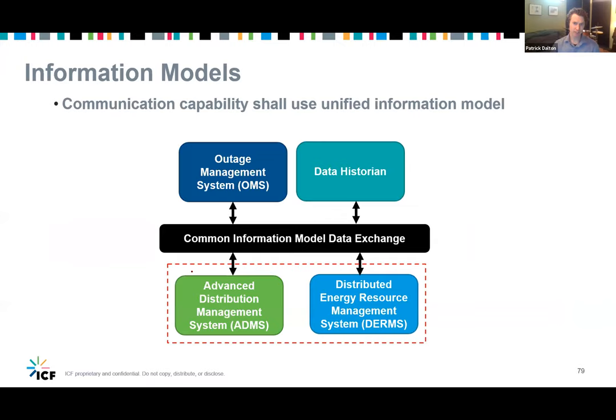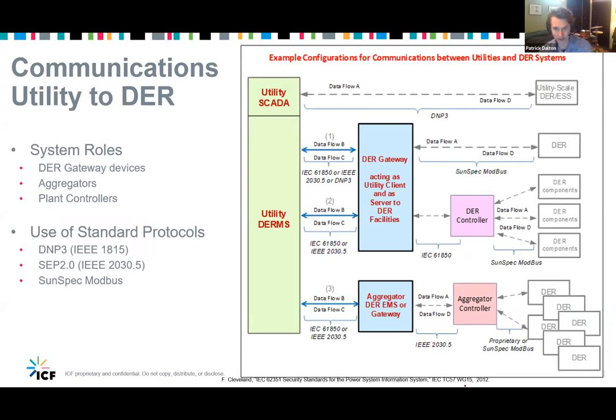Information models are needed to structure all of these different data points in a way that different systems would be capable of exchanging information. This shows a common information model data exchange bus that could facilitate this information amongst the different systems that might want to use it. Then in terms of the different communication links and the different protocols that might be used, there's a pretty wide variety of how these could be configured.